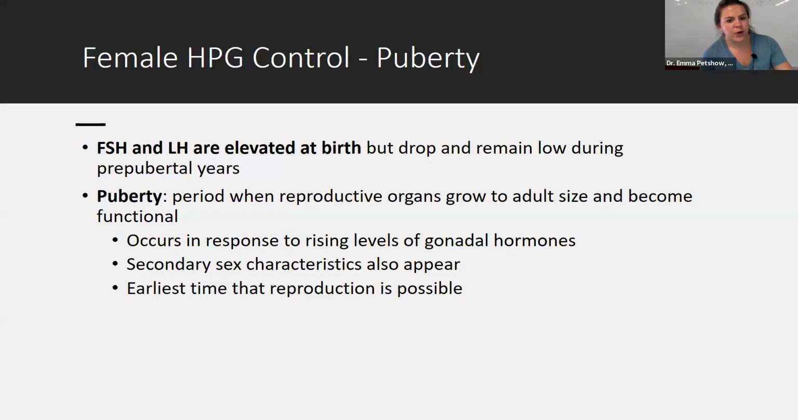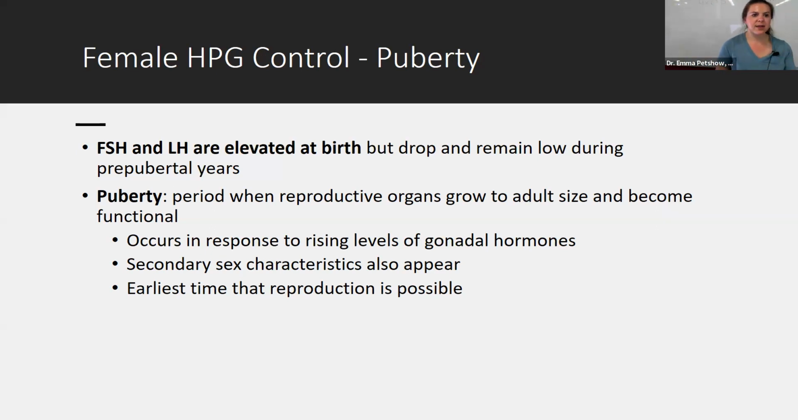But now female control. So puberty for females. FSH and LH are elevated at birth for females, but then they drop and they will remain low in your pre-puberty years. Your puberty years for females is the same. Once your reproductive organs have grown to adult size, they can become functional. It will occur in response to, just like males, a rise of gonadal hormones, estrogen and progesterone. You'll see secondary sex characteristics appear, and that will be the earliest time that reproduction is possible.